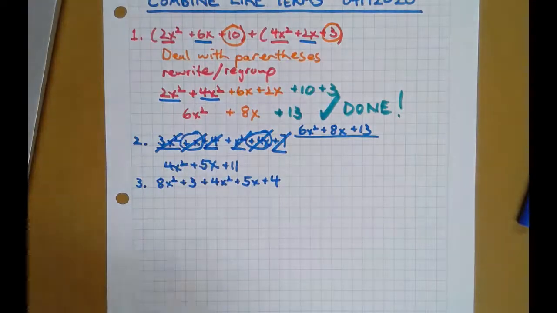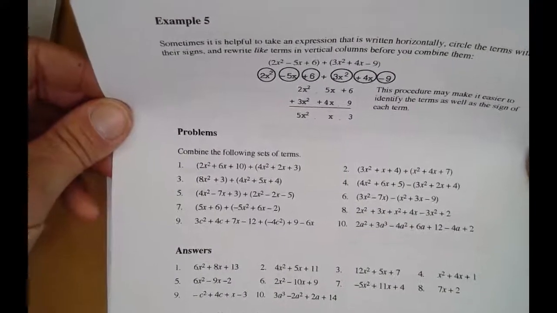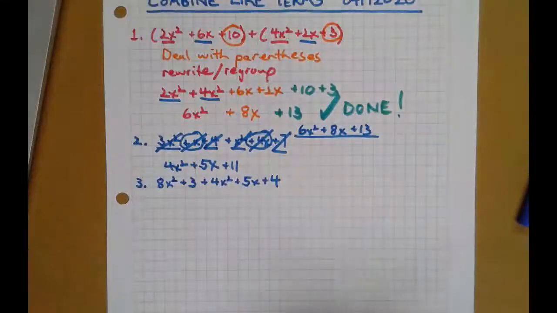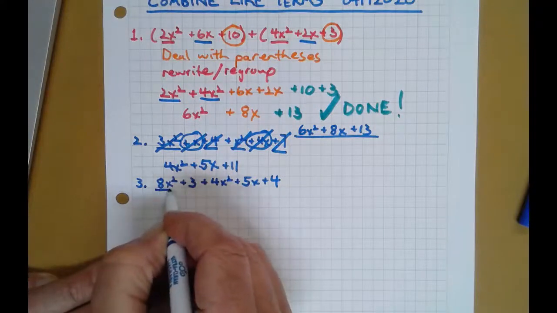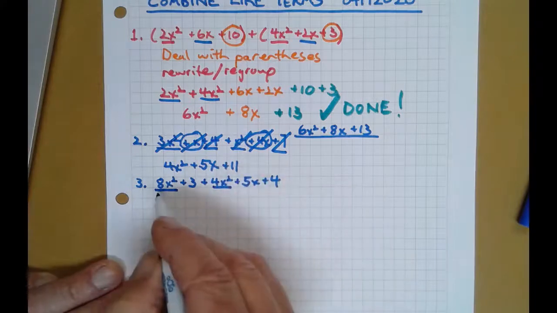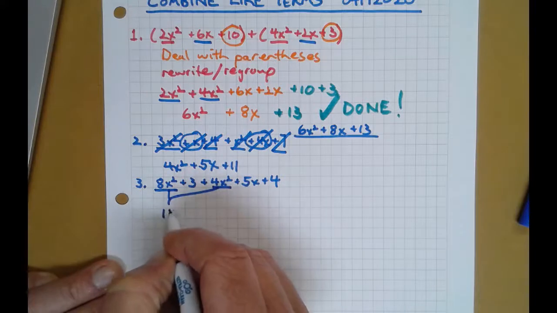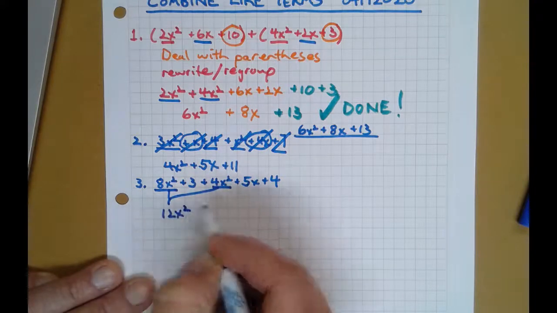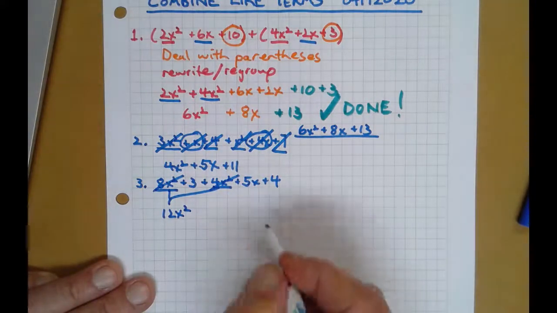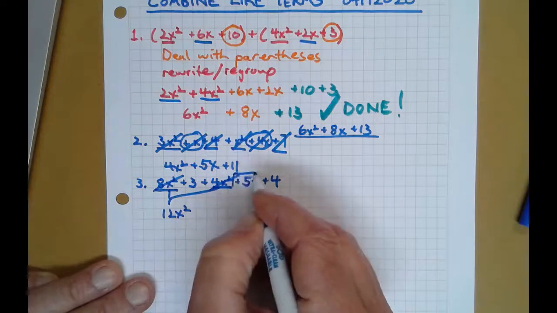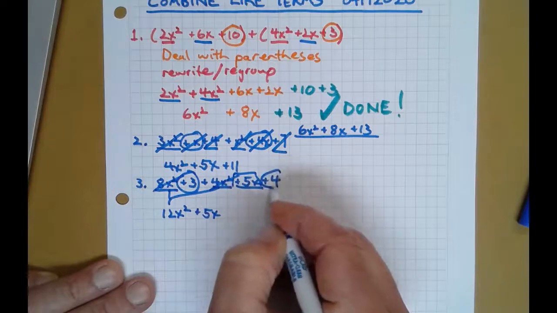Why do you think I put no parentheses there on number 3? Right, because it's all positive signs. We're going to keep track. Look, I got a text going off. Who knows? There's x squared terms. What's 8 plus 4? Right, 12. And then the type of term it is, it's an x squared term. Cross them out so you don't count them again by accident later. I have 5x. And I have 3 plus 4.